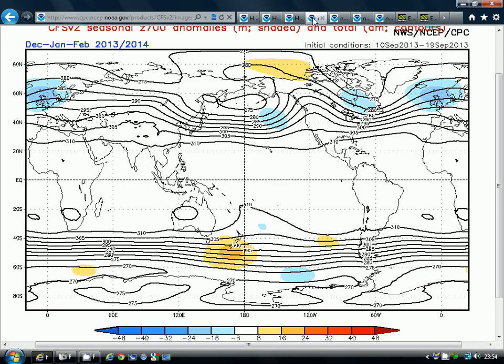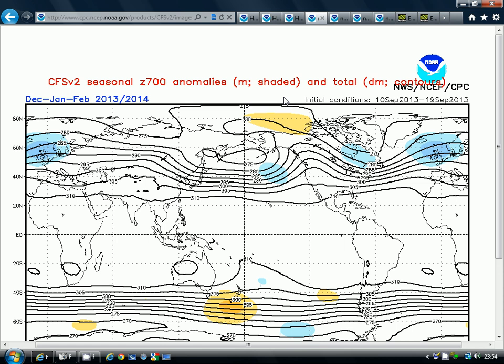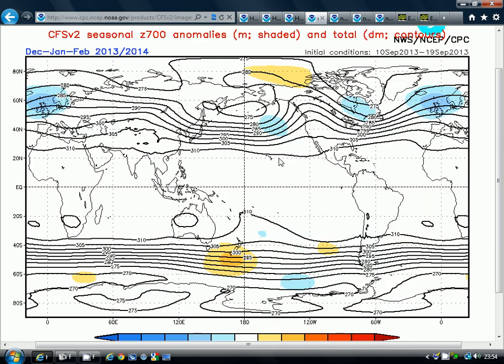Now, sticking with the United States and going through to the CFS version 2 model. As I say, Hugues van den Dool's charts, I think, are pretty much based on sea surface temperature anomalies, and he draws it up himself. This is a generic model, the CFS version 2 model from NOAA.